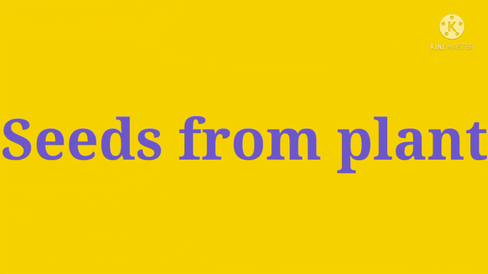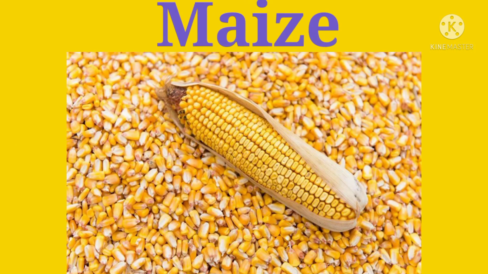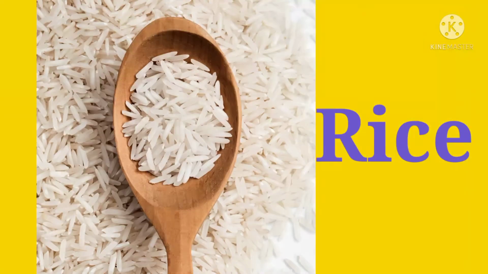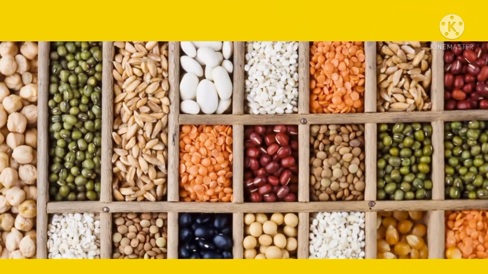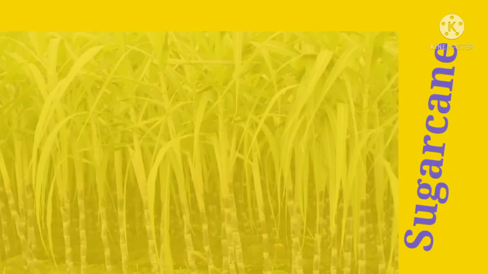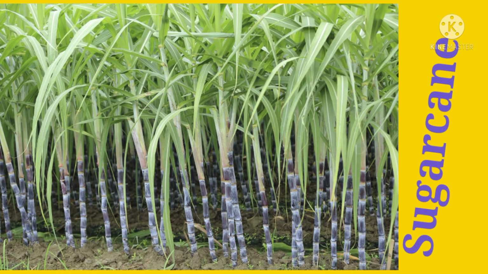Next, we have seeds from plants. And examples are maize, millet, and rice. These are all what? Seeds from plants. Earlier, I asked if you know where the sugar you use in your tea comes from. Well, it comes from a plant called sugarcane. The name of the plant is sugarcane.